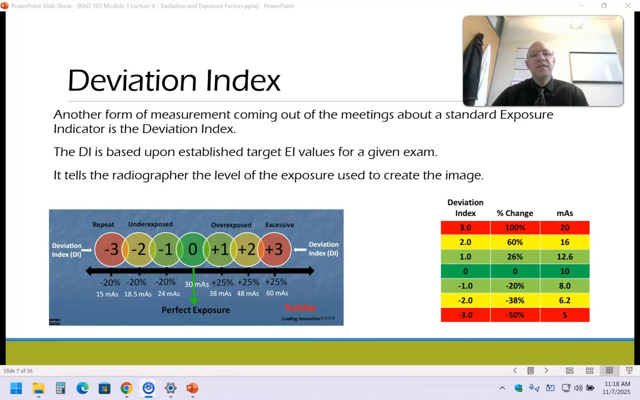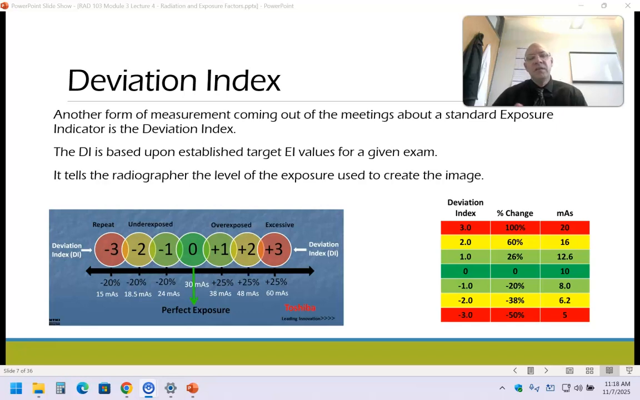Now, if you go to the plus side of things, that means you're overexposing the patient. So if you get a deviation index that's +1, let's say, that means you're a little bit overexposed. You probably used maybe 25% more exposure than you needed. You still got a nice strong signal. It's probably a very good radiograph. But next time you do this, maybe decrease the mAs a little bit. You've got a little too much exposure.